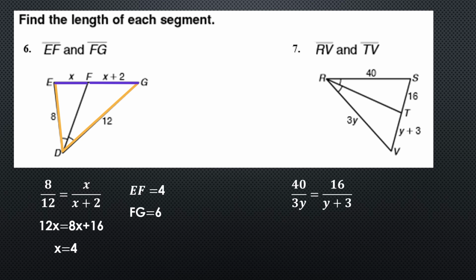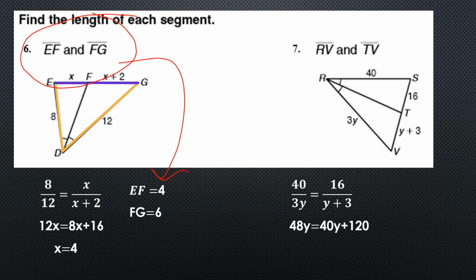Sorry, I didn't finish clicking. They asked for EF and FG, so after I found x, I had to substitute back in to get those. Again, we have to find RV and TV, and you set up your proportion here, and you cross multiply, and you find the y, which is 15, and then you just plug that back in, and you get your two answers here. How you can tell that it's being bisected is that the two tick marks indicate that. That means that they are the same. Just a little refresher there.